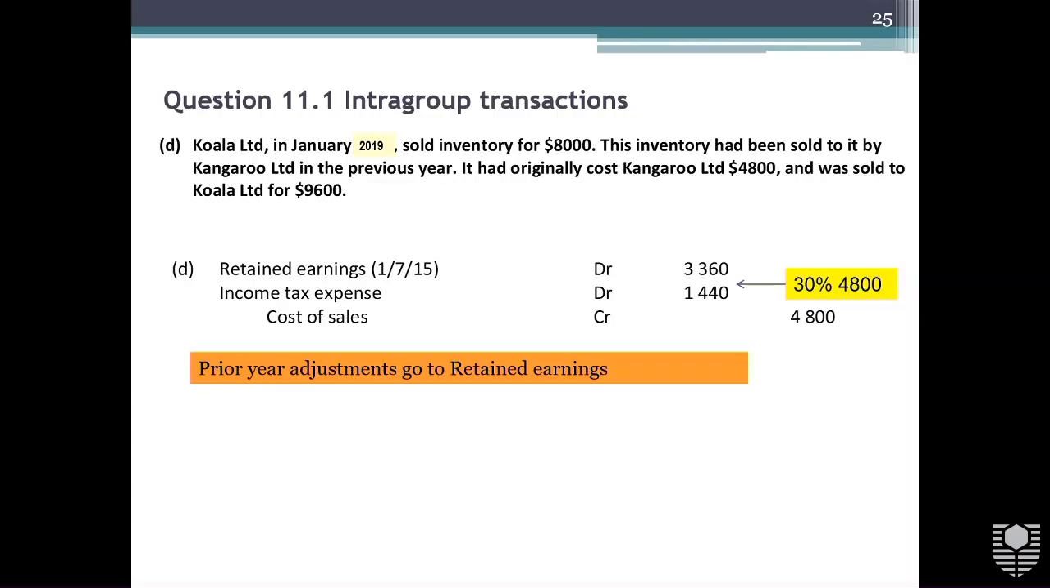They've sold it to an external party, so that bit's gone through, but to eliminate the internal transaction, the original cost is 4,800. What they sold internally for was 9,600. The difference between those is 4,800, so that's how much it's overstated by. So our cost of sales, we have to adjust that by 4,800.